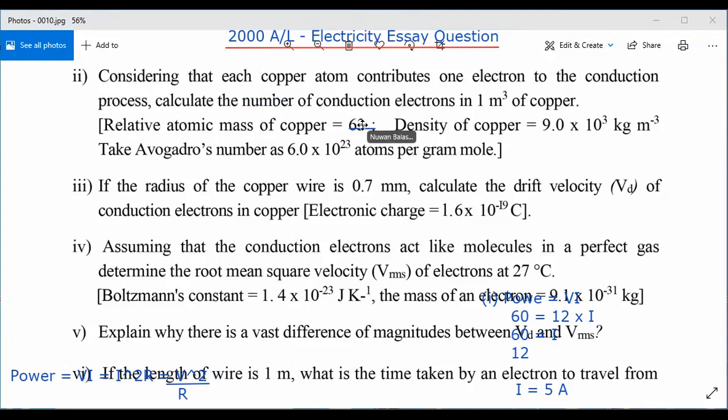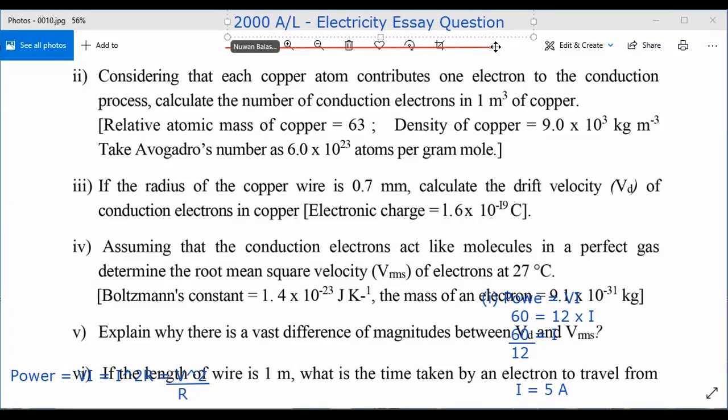Considering that each copper atom contributes one electron to the conduction process, calculate the number of conduction electrons in 1 cubic meter of copper. Relative atomic mass of copper, 63. Density of copper, 9 × 10³. Take Avogadro's number as 6 × 10²³ atoms per gram mole.